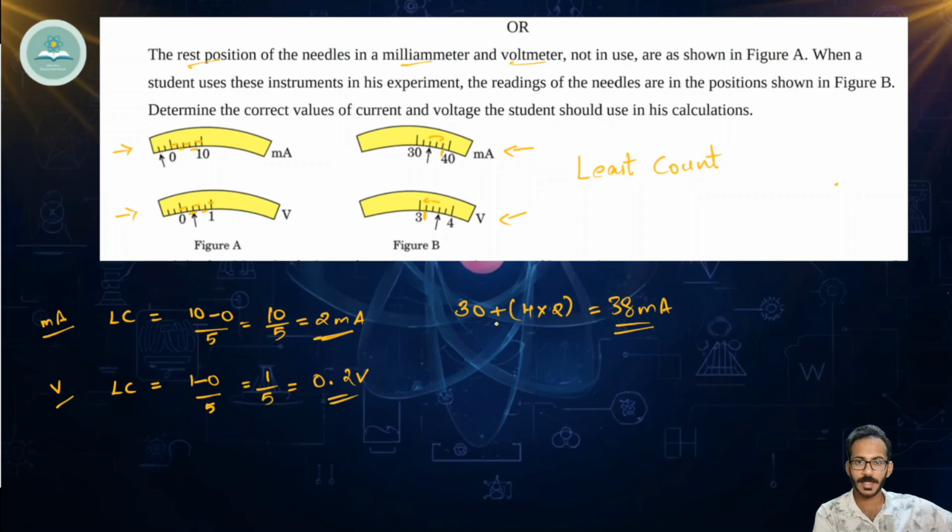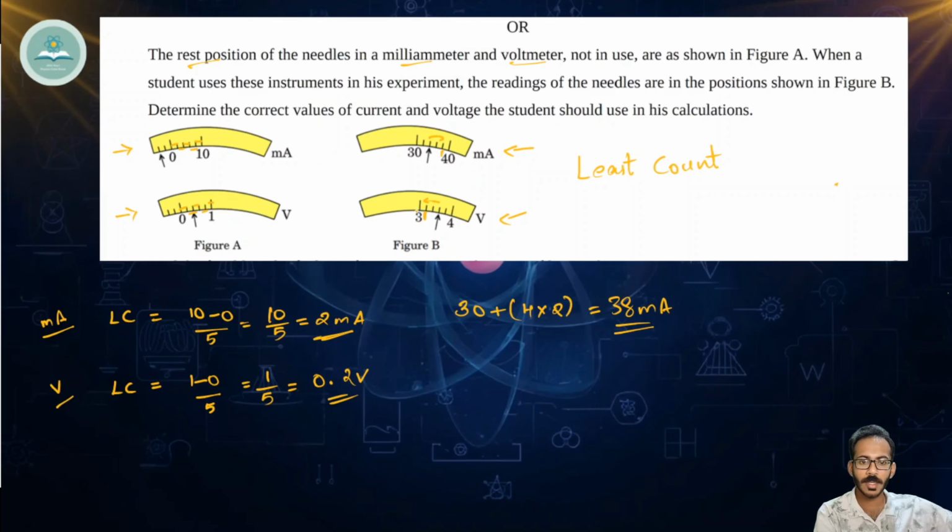It's better to write the steps, but if you want to cross check, simply using the logic you will be able to find out, each division is 2 milliampere. So after 30, it's 32, 34, 36 and 38. Answer will be 38. You can cross check it like that. Now going to the next one.